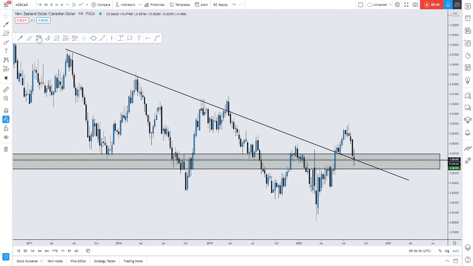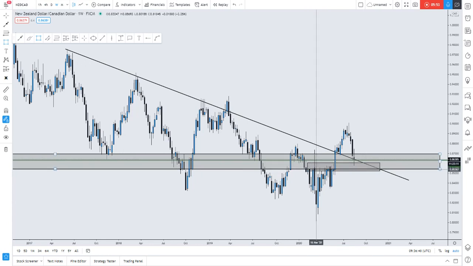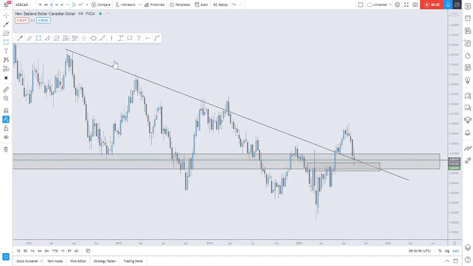And right here, there is a zone. Yes, there's a zone right here, and look at it, it acted as resistance, resistance, resistance. Price broke through. We expect it to act as support. Simple. Then now we move on to the daily time frame.